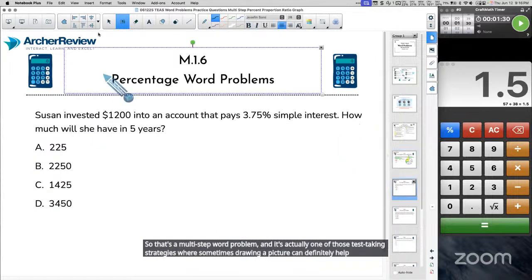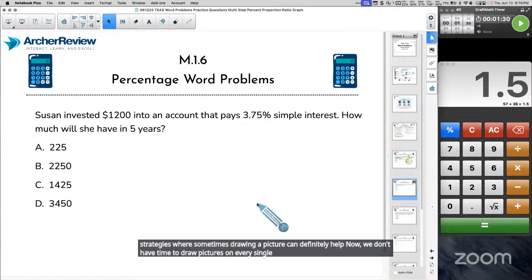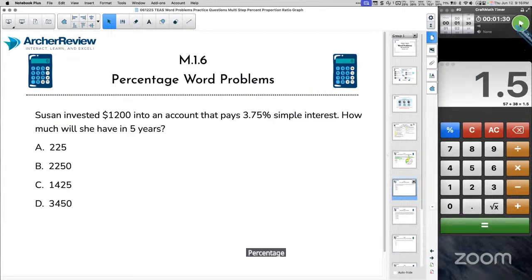Now, we don't have time to draw pictures on every single problem. So here is one from M.1.6, percentage word problems, minute and a half. Try it out.